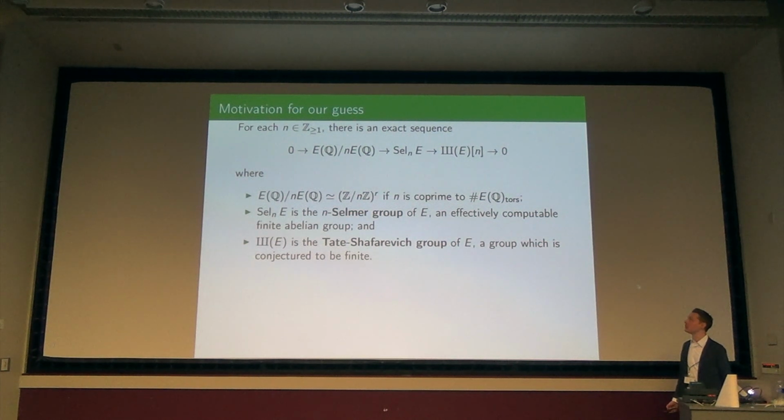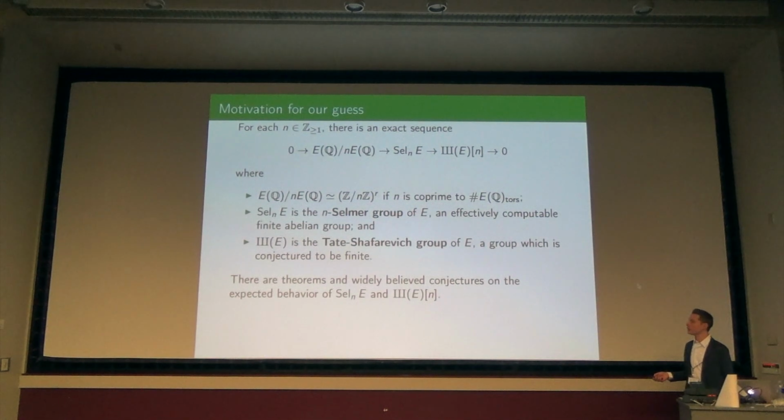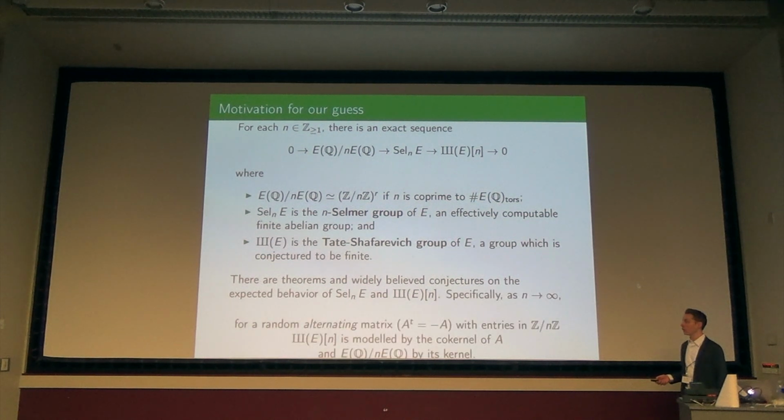What this means is that this abelian group actually sits naturally in the exact sequence. So if I was going to model things for you, it would be a little weird for me to model this without also modeling these things, which are really intrinsic to the study of elliptic curves. Now there are theorems and widely believed conjectures on the expected behavior of Selmer and Sha, which make predictions on this E mod nE. I can't tell you all of those, but I'll tell you one of them. Here's the only thing you need to take away from this slide.